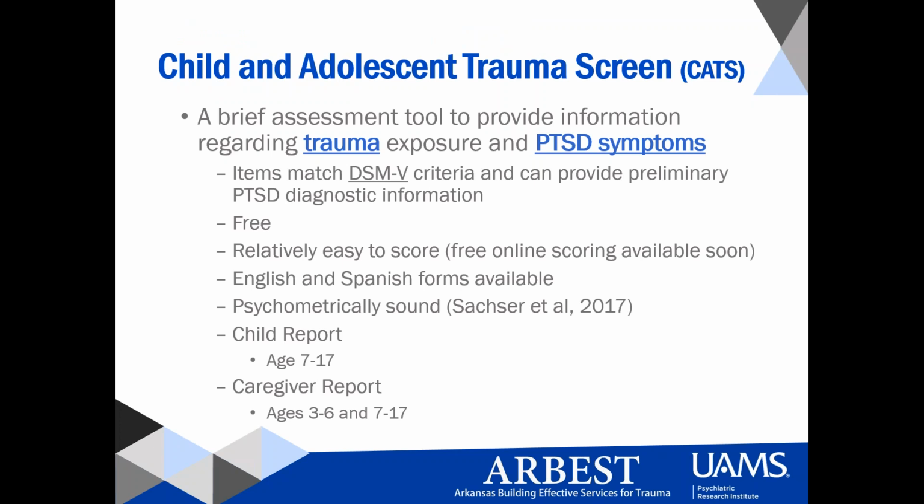So let's talk about the CATs, Child and Adolescent Trauma Screen. So it's a brief assessment tool that checks for trauma exposure. That's that event screener I talked about before, and current PTSD symptoms. There are 3 parts to the CATs, which I will go through in a moment, but those 3 parts are needed for a good trauma assessment. And we'll talk about that more in a second. It does match DSM-5 criteria. It is free. It is relatively easy to score. I will go through scoring with you today.